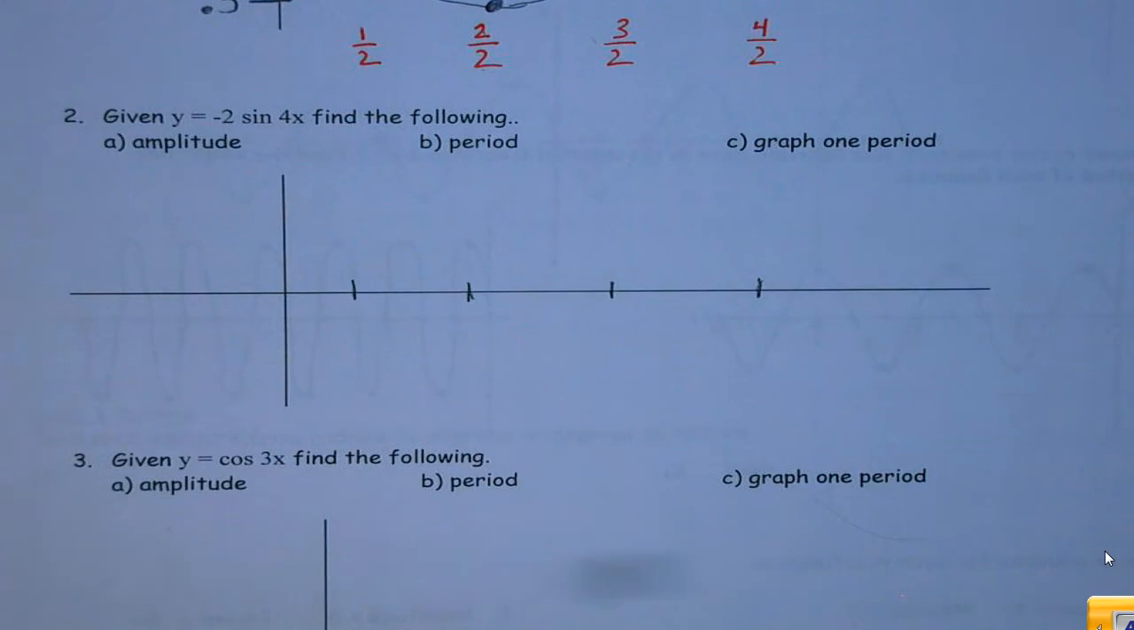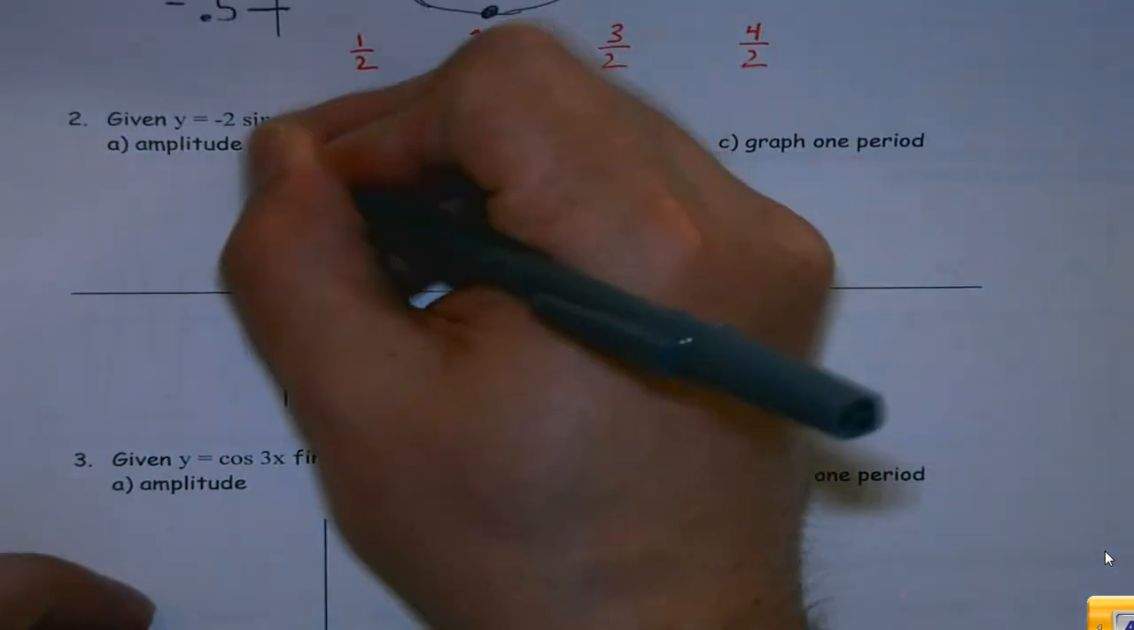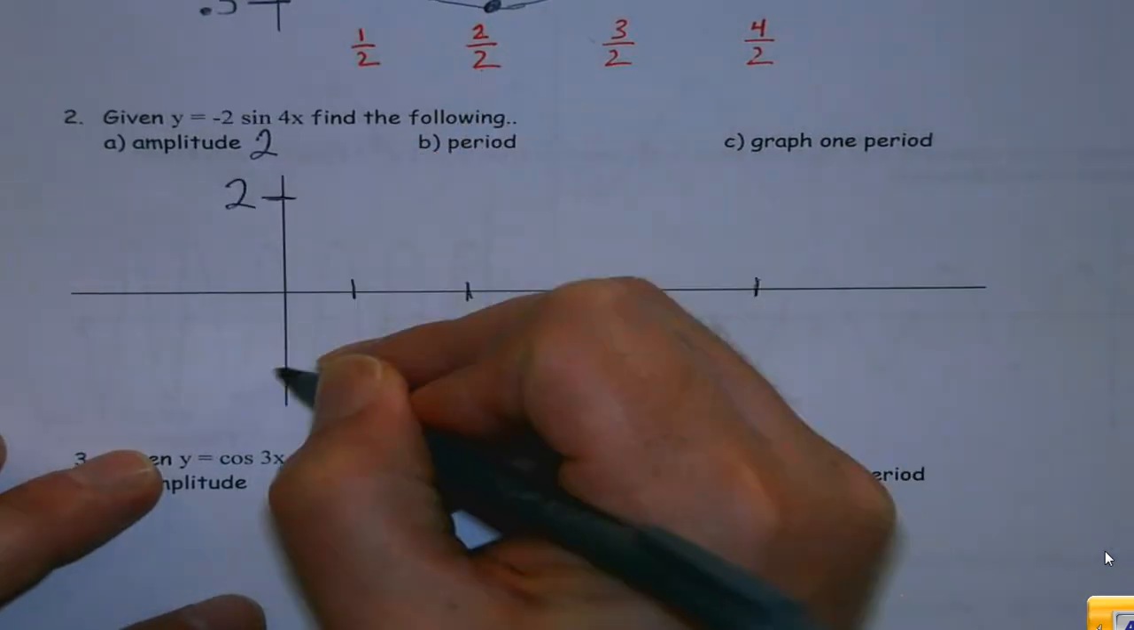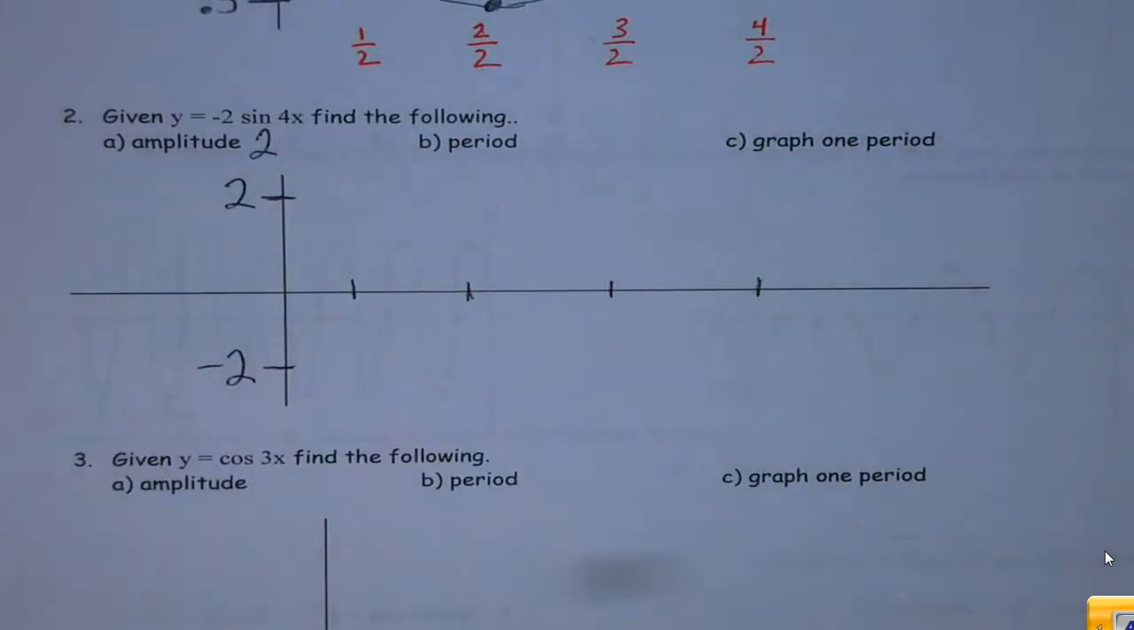What's my amplitude on number 2? 2. Nicely done. You're like, but wait, it says -2. Remember, amplitude is always going to be a positive number. Okay? That -2 will come into play. We'll talk about that in a minute, but good job on that.